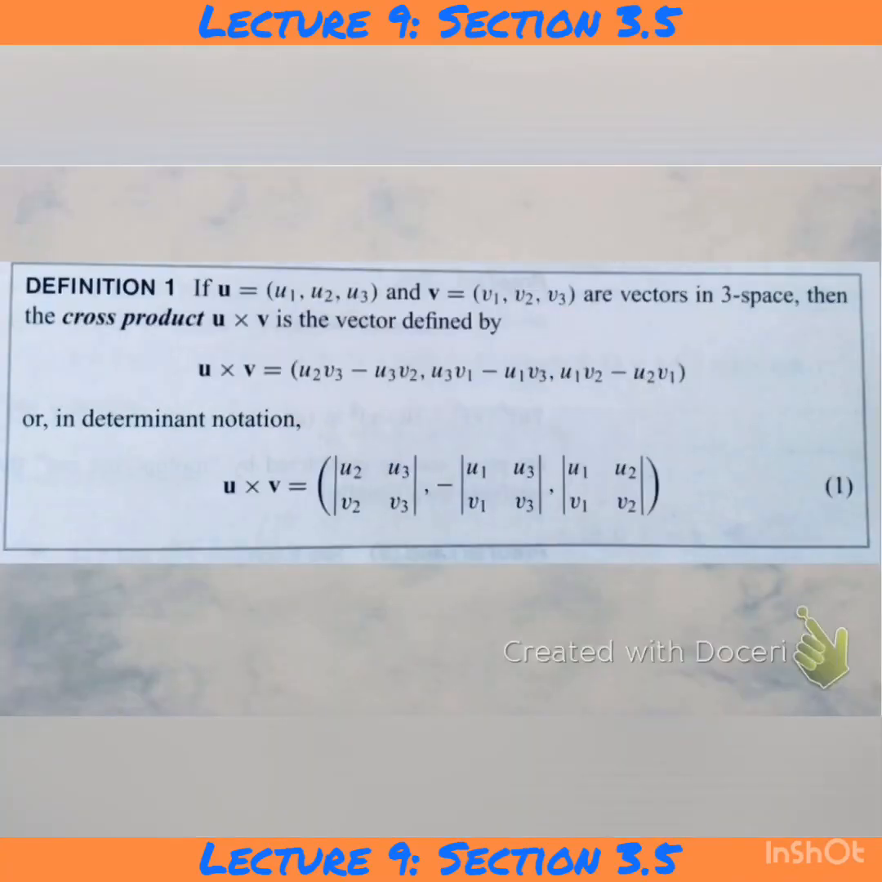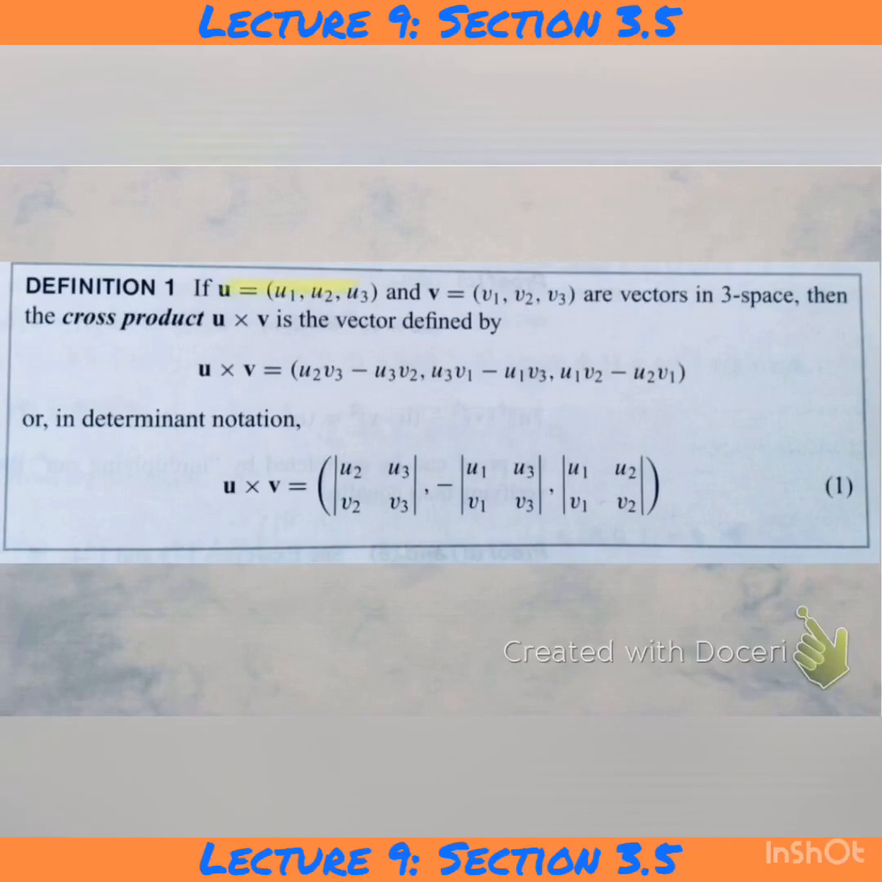All right, so section 3.5 deals with the cross product. The cross product is different from the dot product in that the cross product is a vector. And recall that the dot product is a scalar. The cross product has some applications, but first let's look at the definition of the cross product.